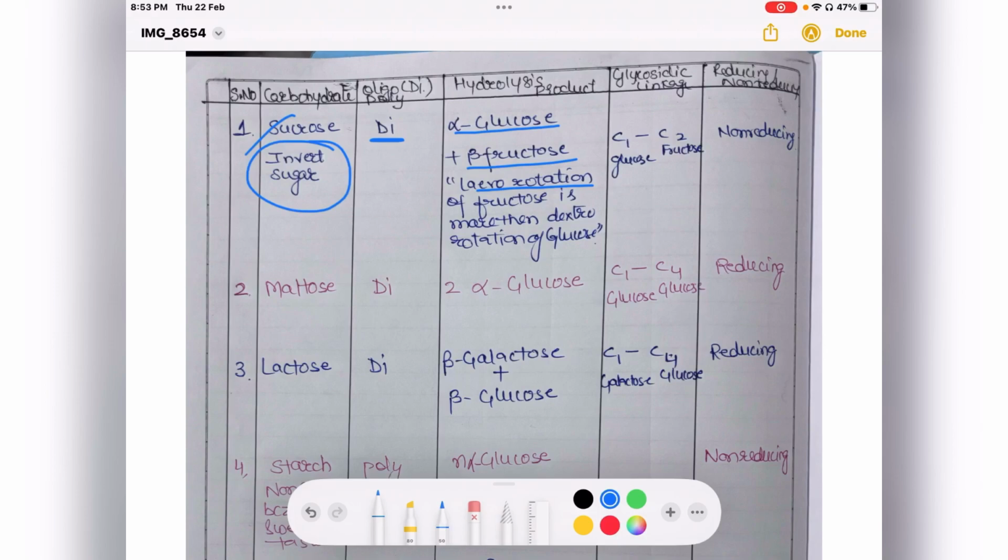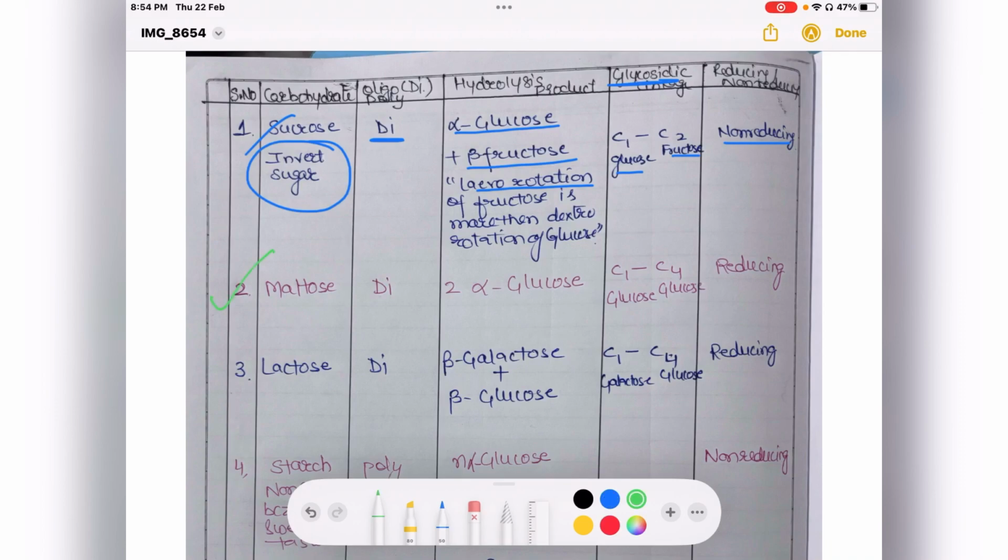Then the type of glycosidic linkage. What is a glycosidic linkage? It is basically an oxide linkage between two monosaccharide units. So in case of sucrose, the C1 carbon of glucose forms an oxide linkage with the C2 carbon of fructose. The resulting carbohydrate sucrose is a non-reducing sugar because C1 carbon of glucose is an aldehyde and C2 carbon of fructose is a keto group. Both these carbons are involved in the glycosidic linkage, so it doesn't have a free carbonyl group. That's why it is a non-reducing sugar.